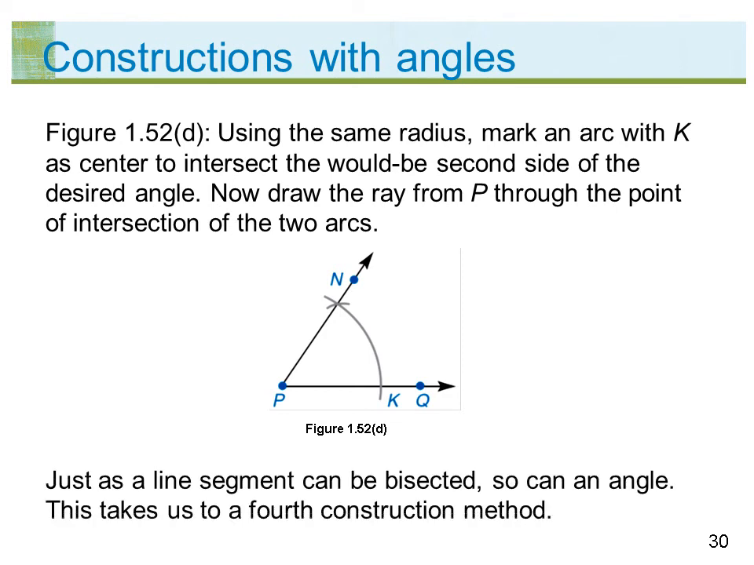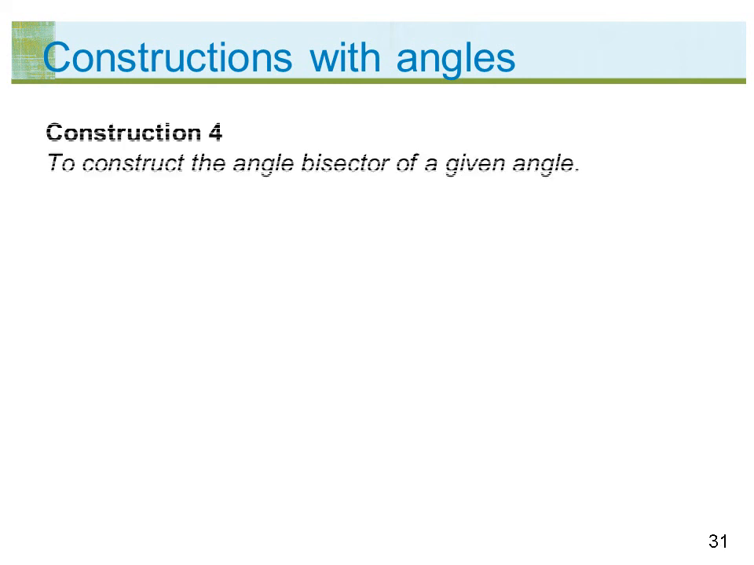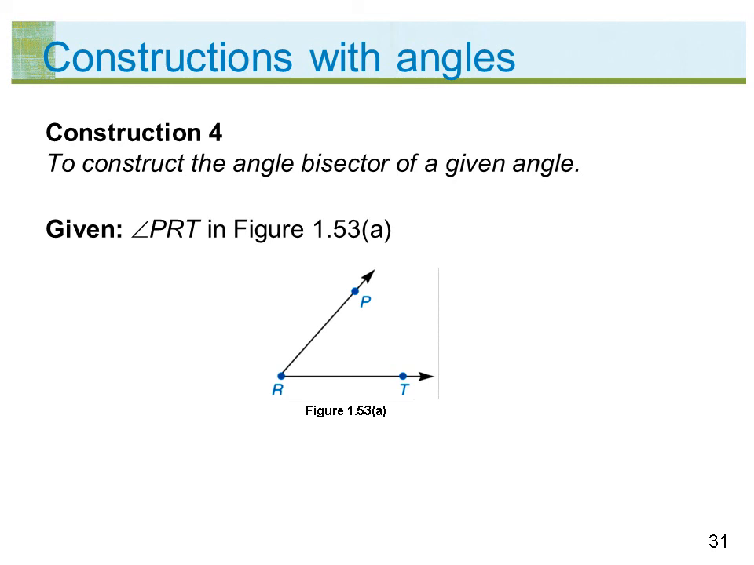Just as a line segment can be bisected, so can an angle. This takes us to a fourth construction method. Construction 4. To construct the angle bisector of a given angle. Given angle PRT in figure 1.53a. Construct ray RS so that angle PRS is congruent to angle SRT.